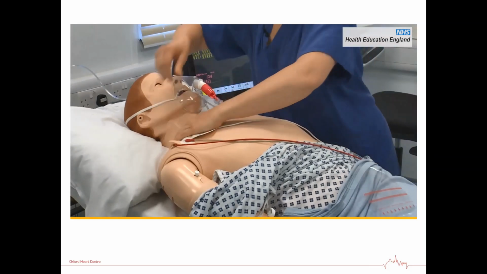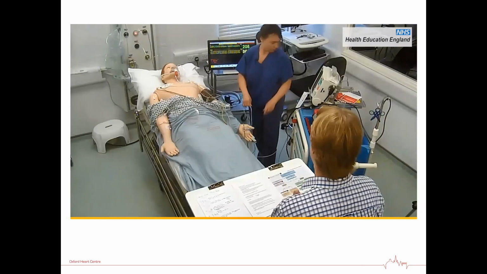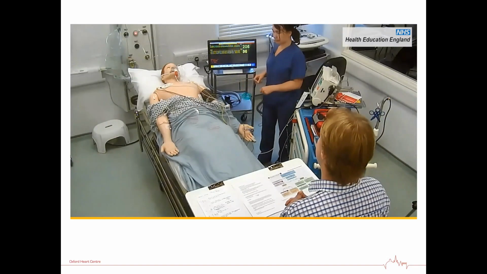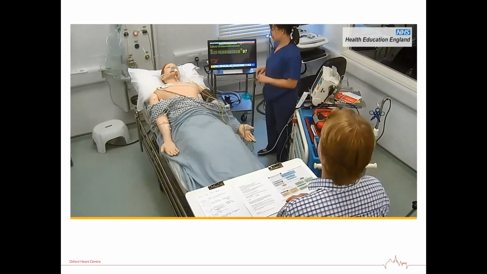So in an ideal situation here, they should be in ED resus on the monitor. If you don't have that facility, then you should be in an HDU environment, theatres or intensive care.